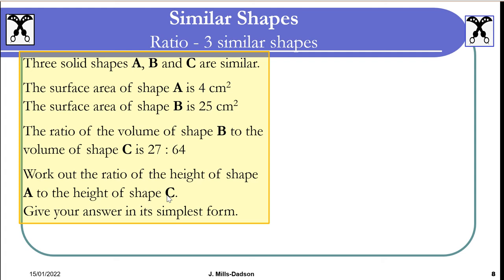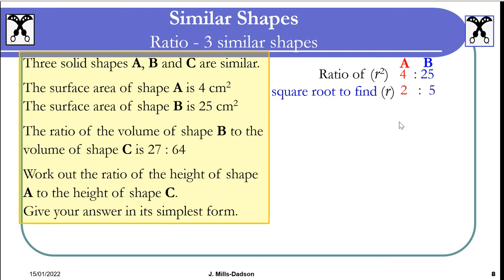So we are being moved from volume to area, and it's among 3 different shapes. Let's go step by step. We start with A and B, and we start with the area. A is 4 and B is 25. We can't simplify, so we leave it like that. Now because we're going to talk about height, we need to change area into length or height format. We do that by square rooting our ratios. So we have 2:5 for A and B.